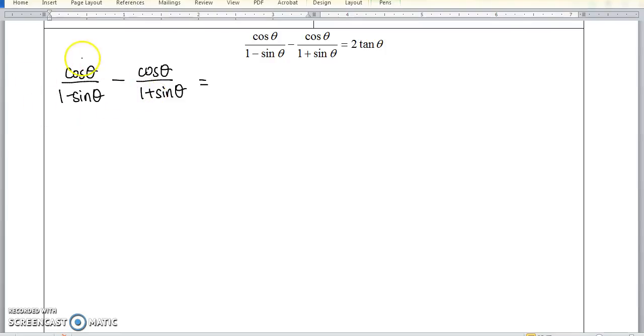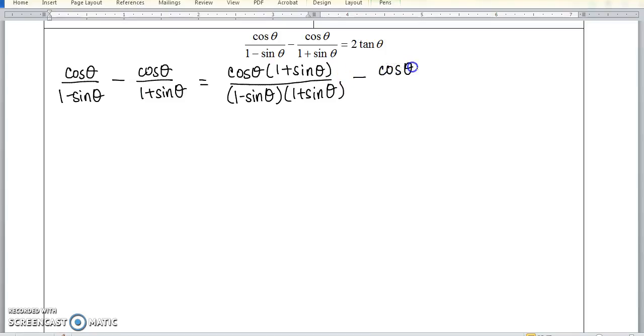This fraction on the left needs a 1 plus sine of theta. So we're going to multiply both the numerator and the denominator by 1 plus sine of theta. I'm going to actually write all this out. Same thing in the second fraction, but it needs a 1 minus sine of theta. So minus cosine of theta times 1 minus sine of theta.